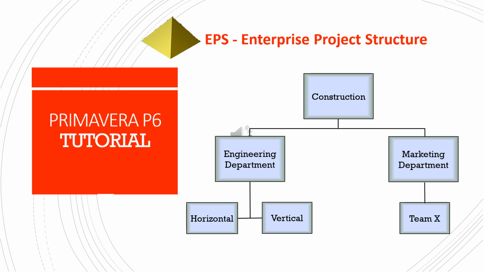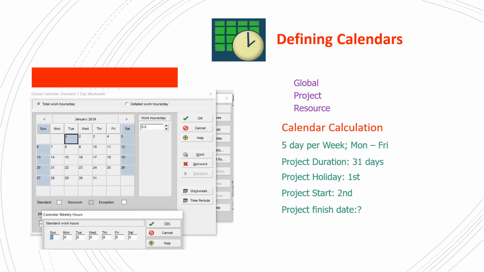EPS, Enterprise Project Structure: Construction, Engineering Department, Marketing Department. Under Engineering Department: horizontal, vertical. Under Marketing Department: Team X.